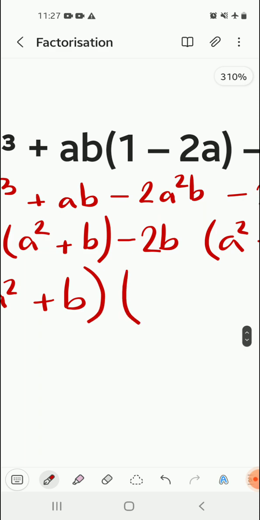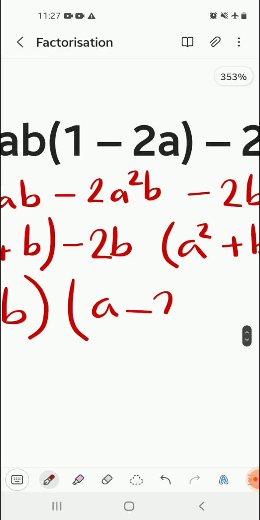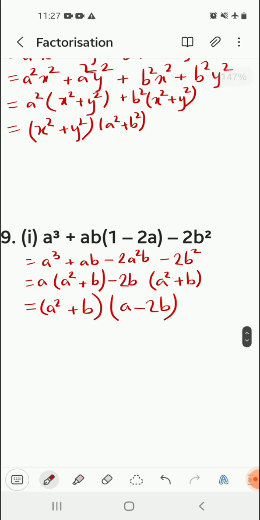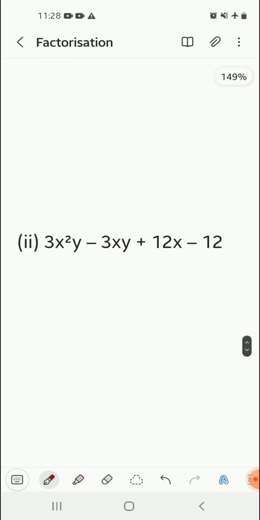And the other factor is a minus 2b. So this is what the answer will be. Now moving on to the next question.